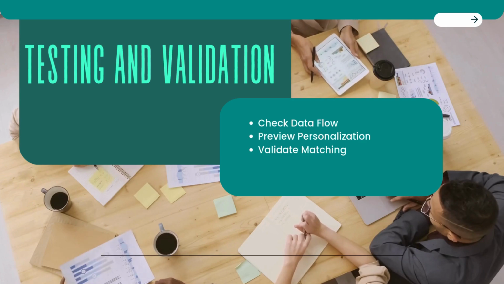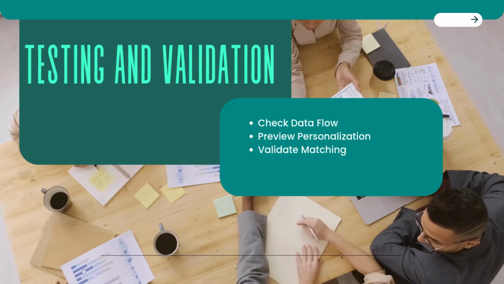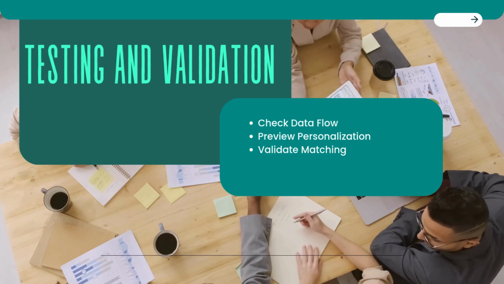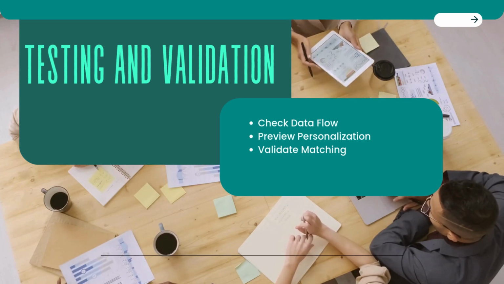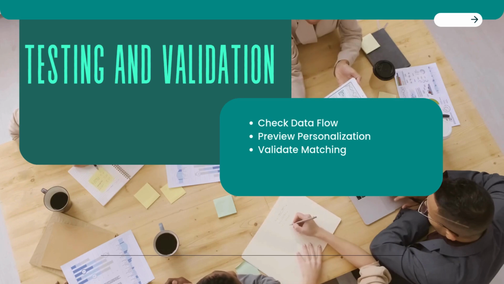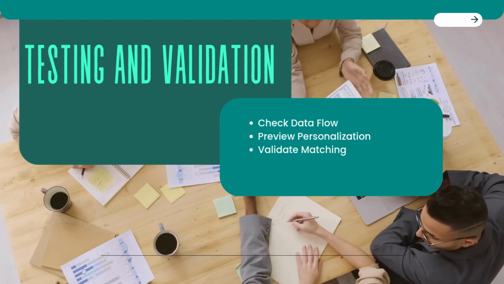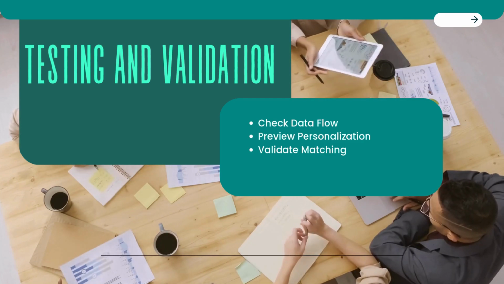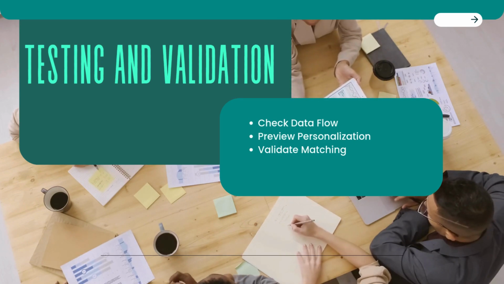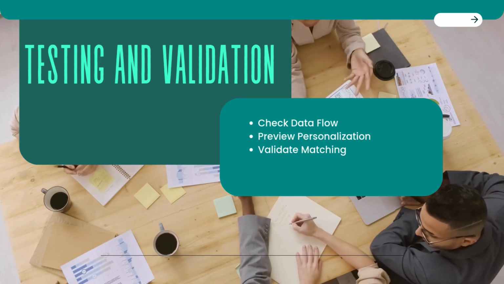In the testing and validation section, before you go live, it's important to test your setup. Check data flow first: ensure your identity types and attributes are correctly assigned to users or items. Preview personalization: use the Salesforce dashboard to preview how personalization works for a sample user or product. Validate matching: test scenarios like a user logging in with multiple identity types, for example email and phone number, and ensure they are linked to one profile.